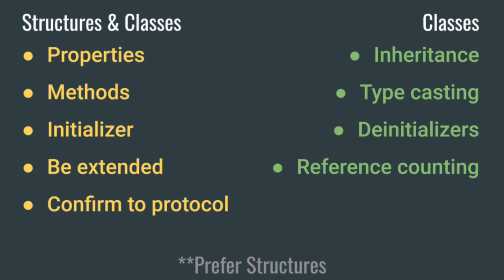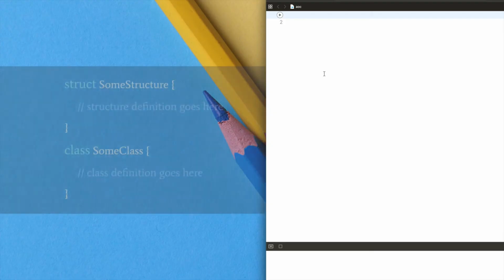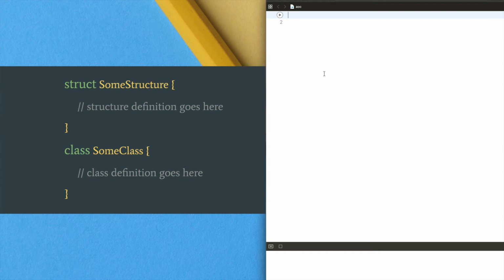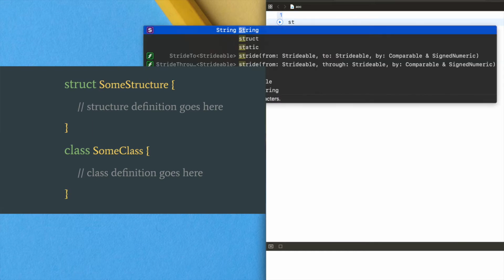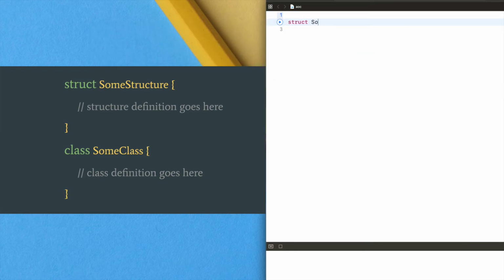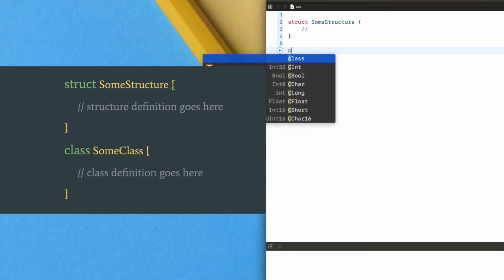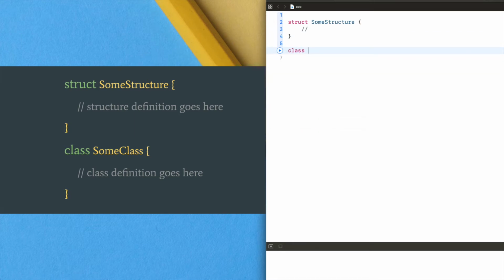It is better to prefer structures because they are easier to reason about, and use classes when they are appropriate and necessary. Let us check how we can define structures and classes. For structure, just a keyword, struct, then structure name. Here the definition goes. For class, the keyword is class and class name, and the definition goes here.